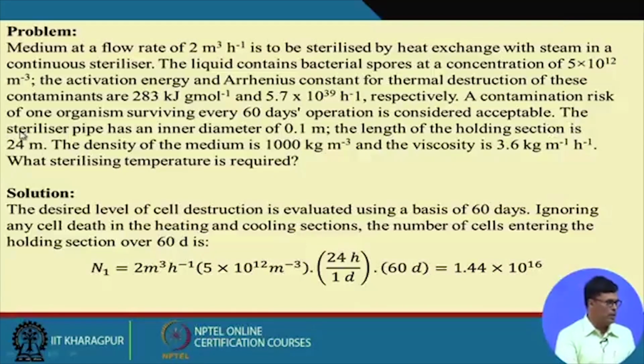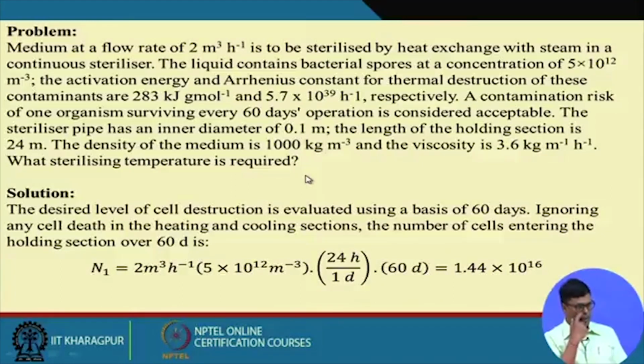Now the sterilizer pipe has an inner diameter of 0.1 meter. The length of the holding section is 24 meter. The density of the media is 1000 kg per cubic meter. The viscosity is 3.6 kg per meter per hour. What is the sterilization temperature required?